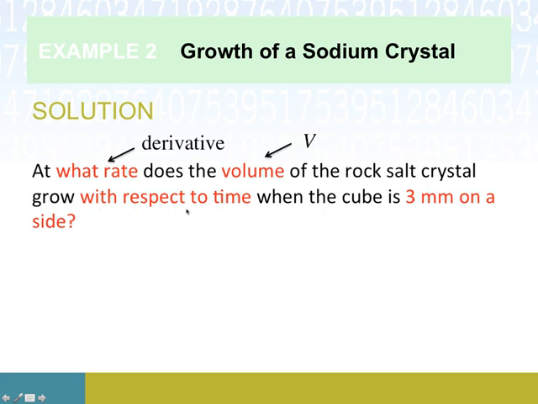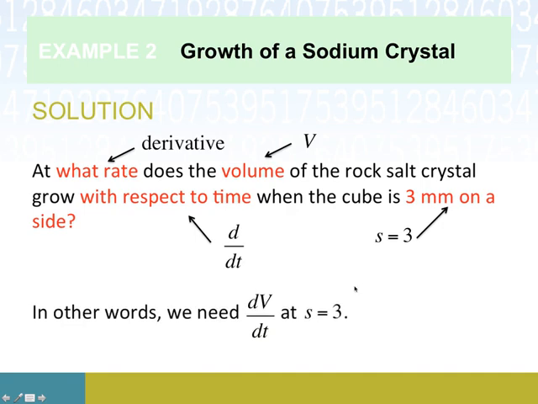So this is maybe a new phrase that we're mostly seeing since we hit chain rule because it helps us identify what is the input variable of interest. So with respect to time means that, yes, we're taking a derivative, but t is the variable of interest for input. And then finally, we want this derivative when the cube is 3 millimeters on a side. We haven't yet picked a variable for side length. Maybe s is the most obvious choice for that. So this is saying that we want the derivative of volume with respect to time when s is 3. Well, now we've at least identified our goal.